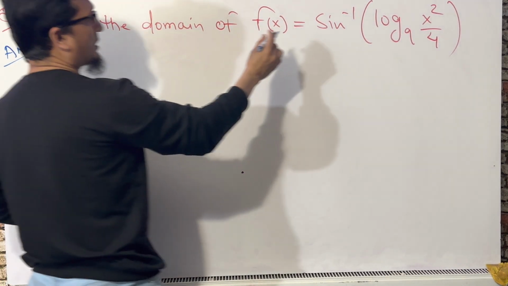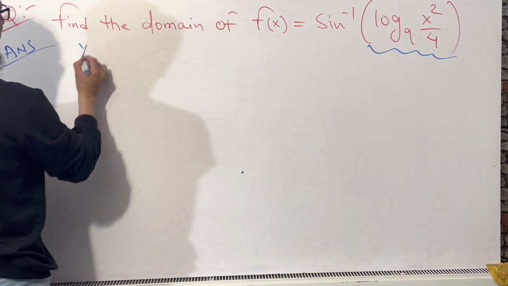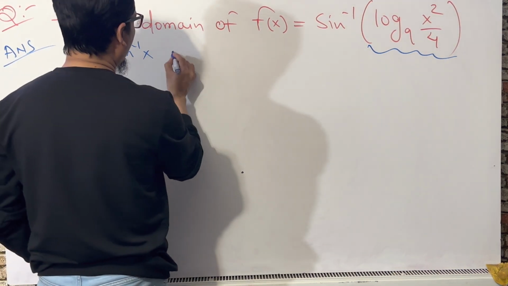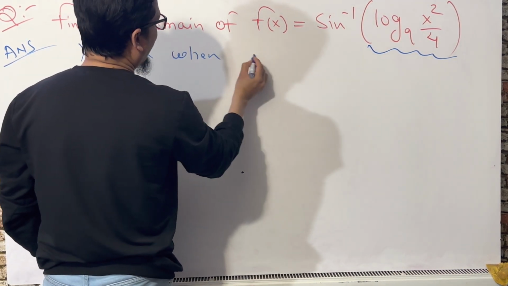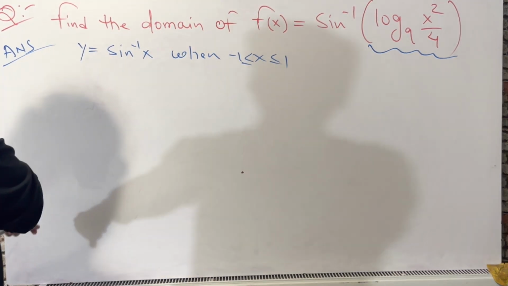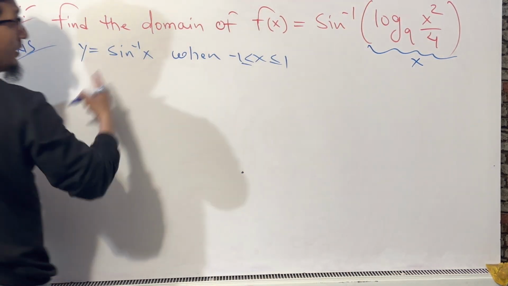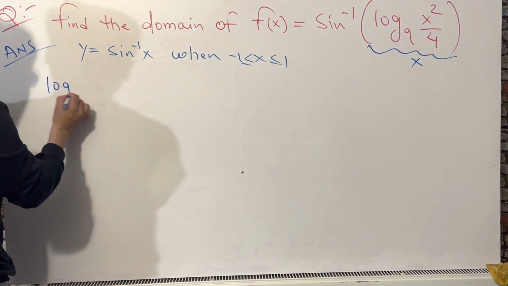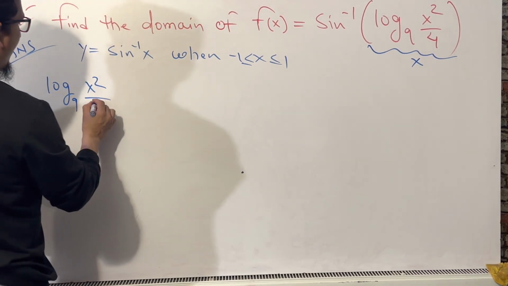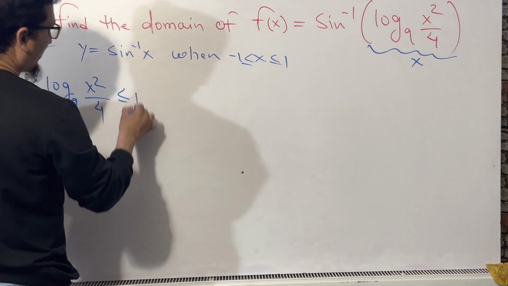As you can see, this is sine inverse, right? So if you have y equal to sine inverse x, this function exists when x is from -1 to 1, right? So here, what is x? This log base 9 of x squared by 4 is considered to be x. So you have to say it must be from -1 to 1, right?